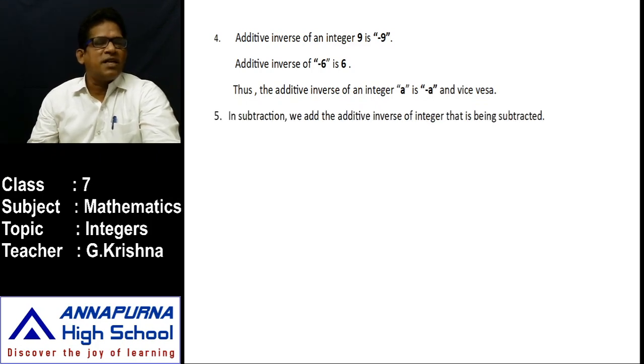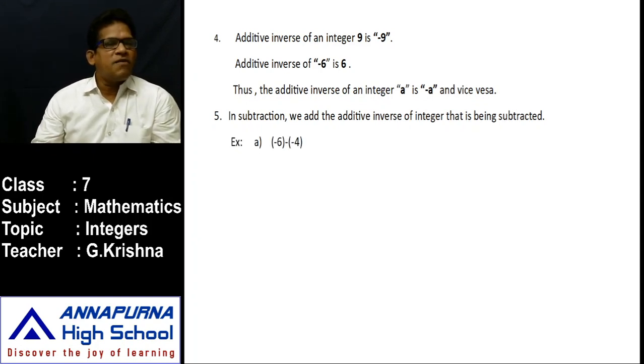So in subtraction, we add the additive inverse of the integer to be subtracted. Let me explain. Here, in subtraction of integers, minus 6 minus minus 4. Which integer is to be subtracted? Minus 4. That means first you write the additive inverse of minus 4, which is plus 4, and then you add that integer to the first one. That means minus 6 plus 4. Again, addition of integers of different signs. Same, we get minus 2.